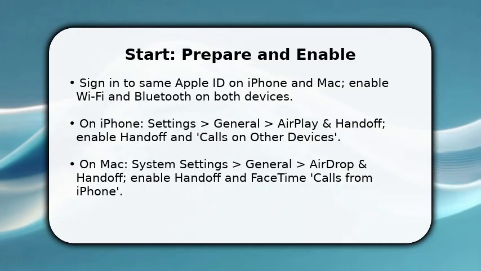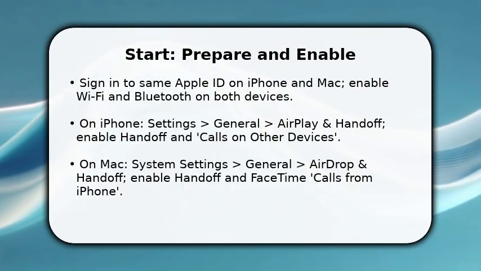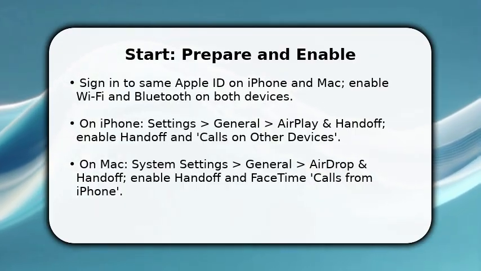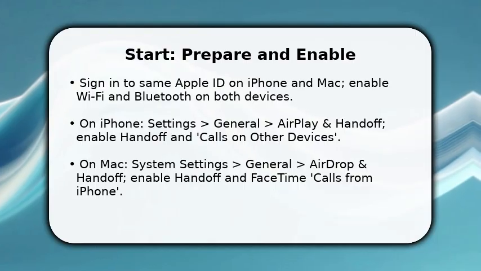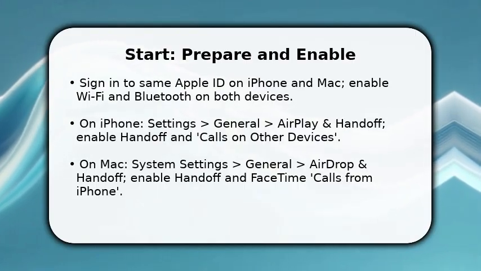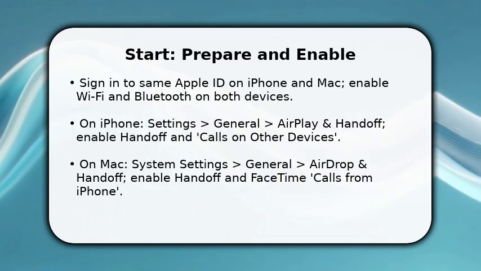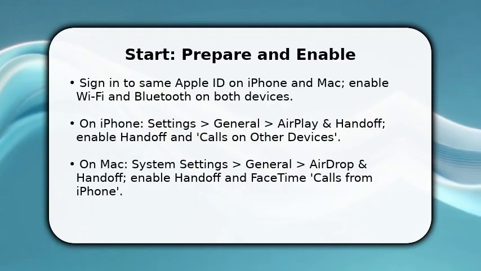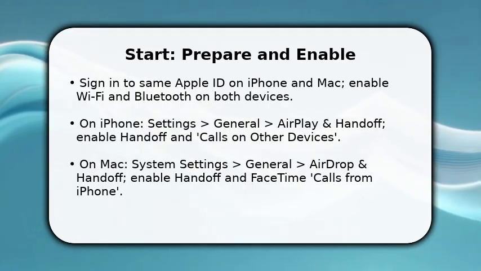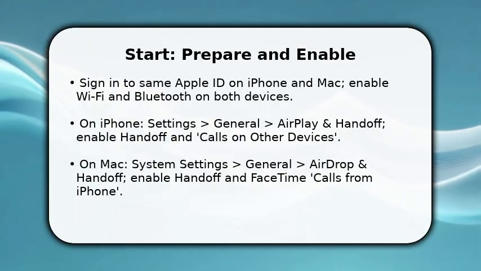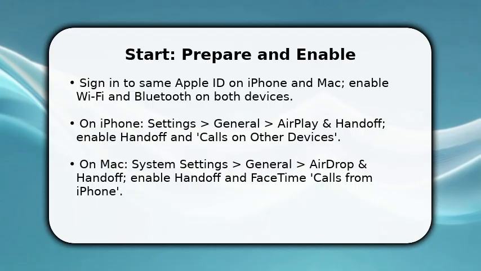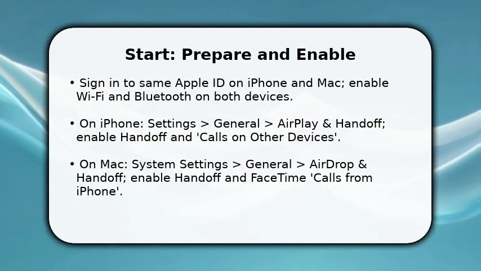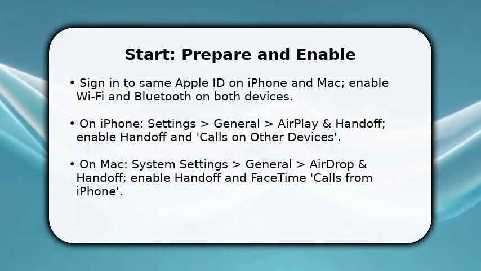You'll start by connecting accounts and radios so the two devices can talk. Sign into the same Apple ID on both devices, turn on Wi-Fi and Bluetooth, then enable Handoff on iPhone and Mac. Next, open iPhone settings and allow calls on other devices. On the Mac, enable FaceTime to accept iPhone calls. These are the minimum requirements. Once done, your Mac can route calls, SMS, AirDrop, and personal hotspot requests from the phone.